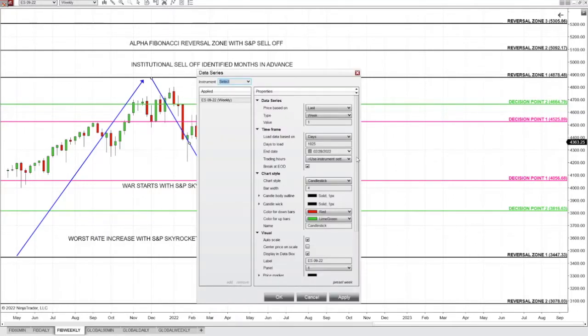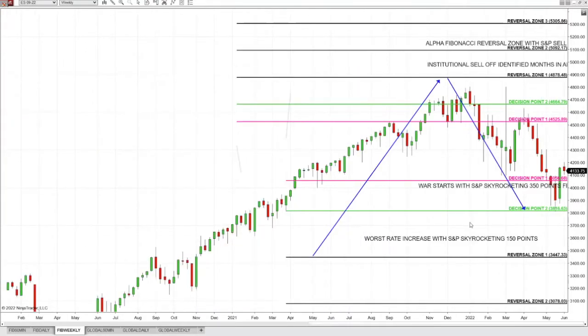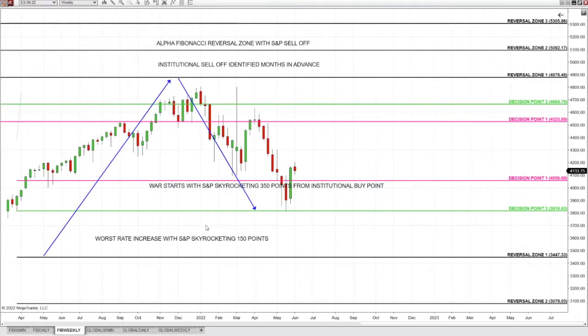How is it possible we're receiving the worst rate increase and the market skyrockets again? 150 points? Of course. Institutional orders sitting and waiting to be filled. So when I work with a hedge fund manager in Palm Beach who is managing $500 million with my system, of course he's placing the orders ahead of time. Of course his clients gave him permission to buy on the way down. Because when you're managing a large portfolio, that's what you do.